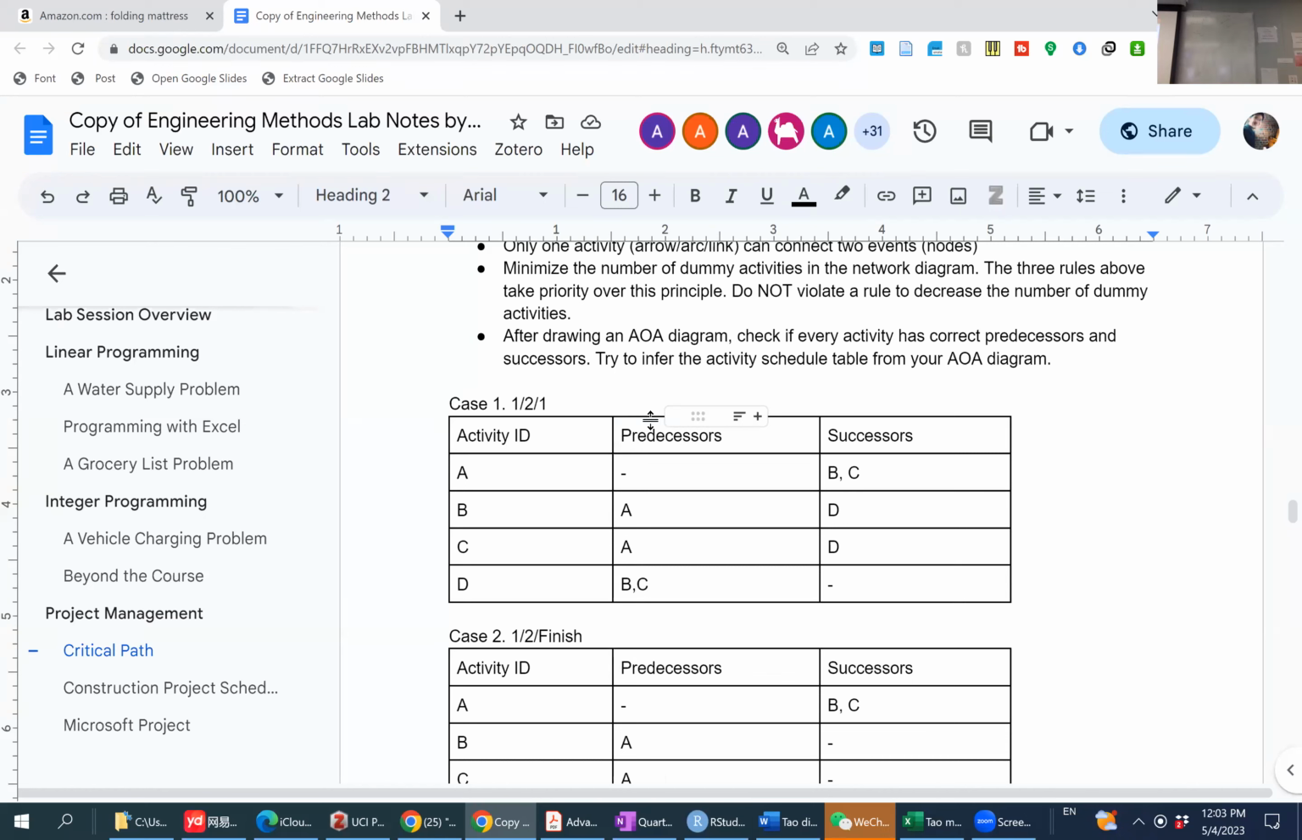Let's say that D and E are predecessors, and F is the successor of that. I mean, F succeeds D and E. Yeah, if that's the case, then it has to go. Yeah. All right.